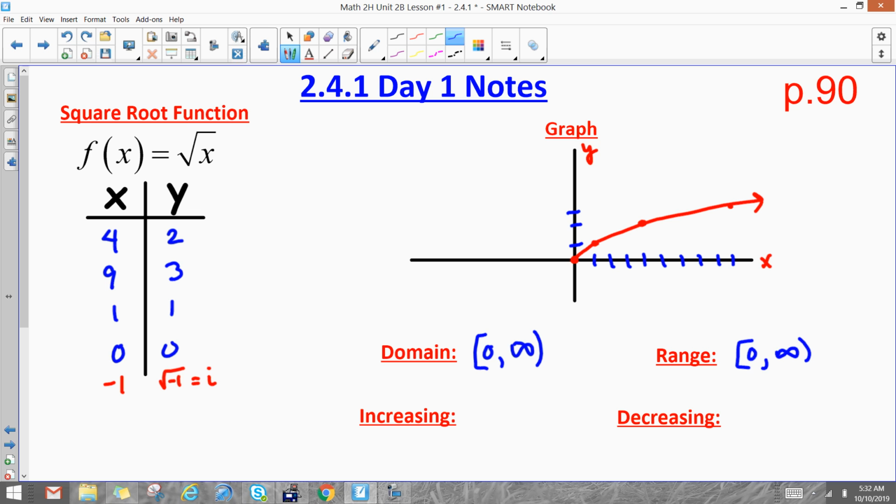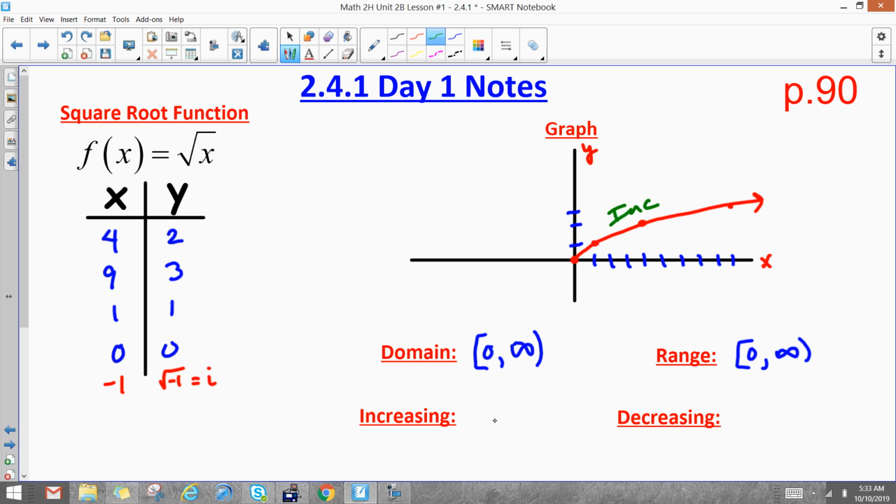Now increasing and decreasing. Just make sure you go left to right. If we go left to right, my y values are always getting larger. There's actually never a time where we come back down like a parabola. So this is always increasing for this picture.